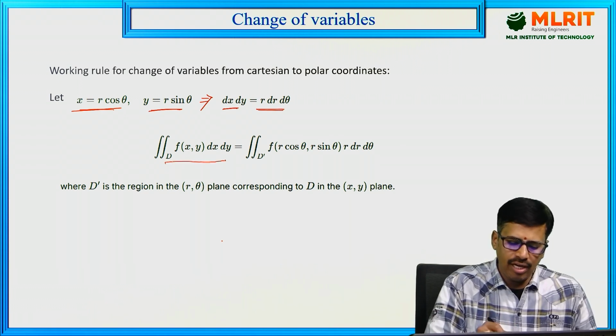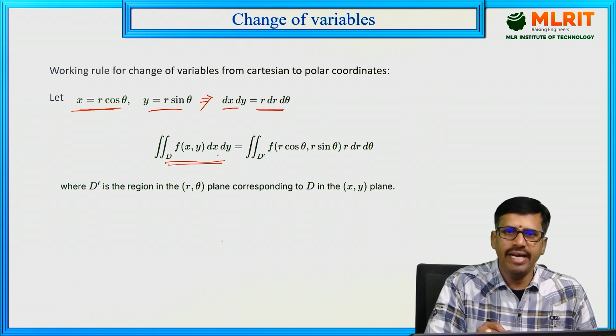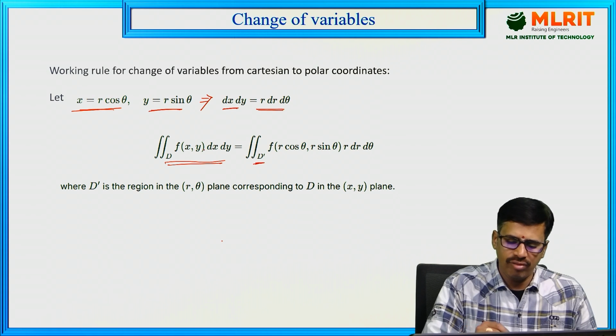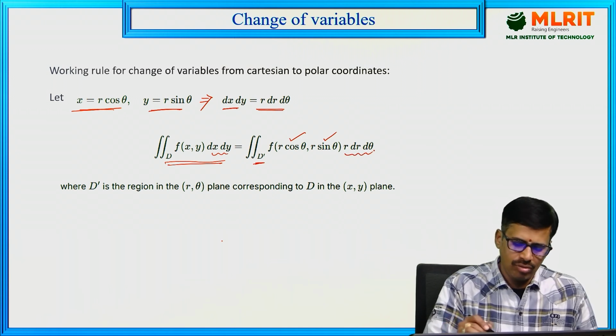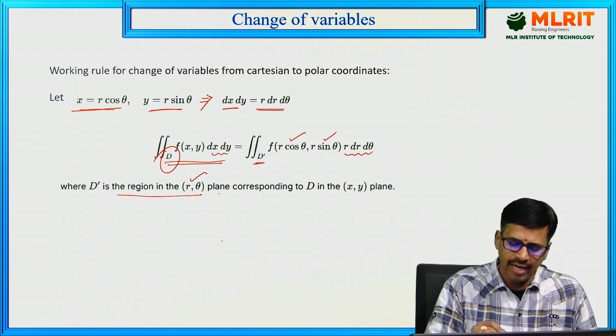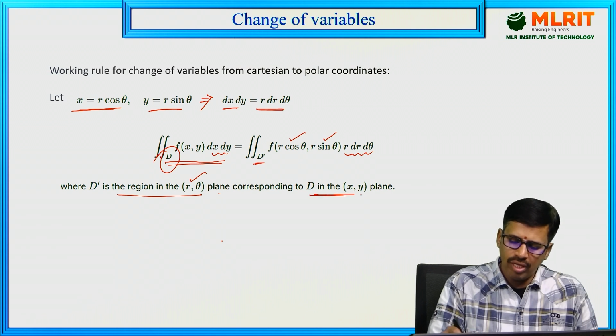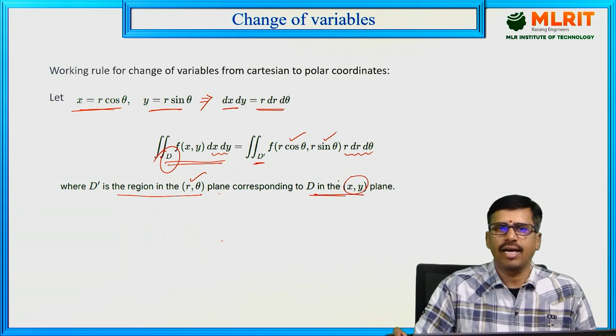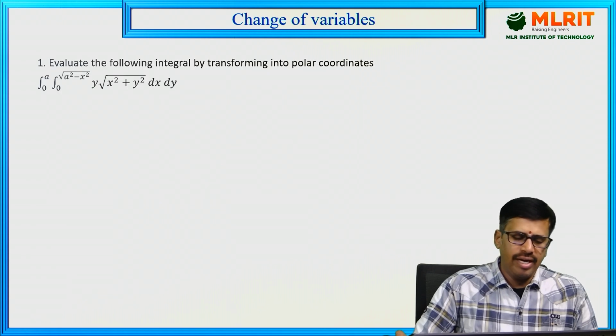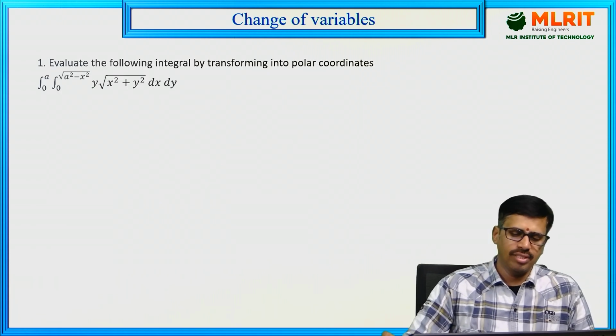So this double integral of f of x comma y dx dy can be written as double integral over the region D dash of f of r cos theta, r sin theta, times r dr d theta. Here D is the region in the x y plane, that is the Cartesian plane, and D dash is the corresponding region in the plane of polar coordinates, that is r and theta. Let us evaluate this double integral using an example.